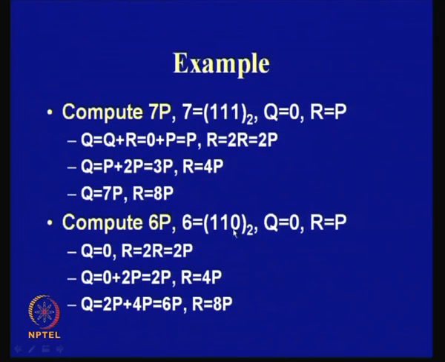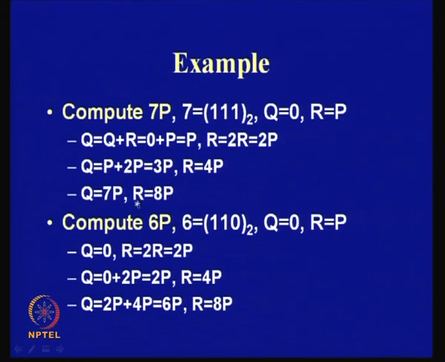Similarly, when you are doing 110, the first bit is 0. So, 0 means you are not doing the addition operation. So, Q is unaltered, unaffected. R is doubled, so R becomes 2 into R. Right. Next, you get a 1. So, you add 0 with 2P. That is, you add the current value of Q and the current value of R, and it becomes 2P. You double R, it becomes 4P. Okay. Next time, you add 2P with 4P because it is a 1. And you double, but this is inconsequential because the final result is stored here, 6P, right.